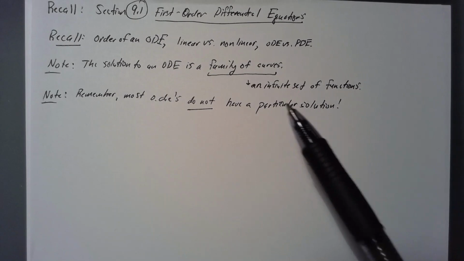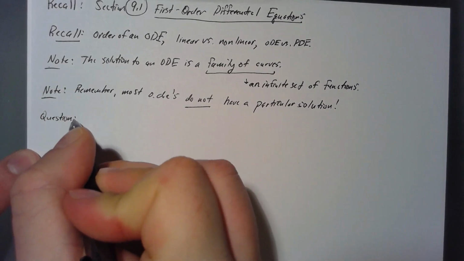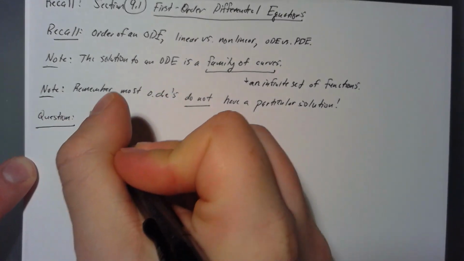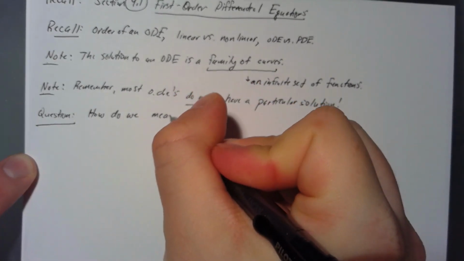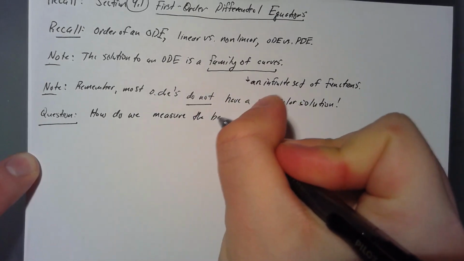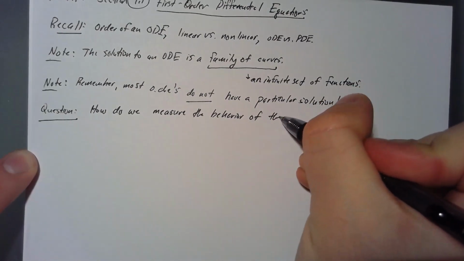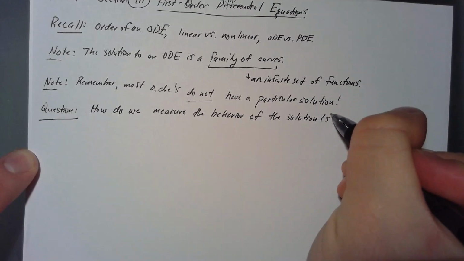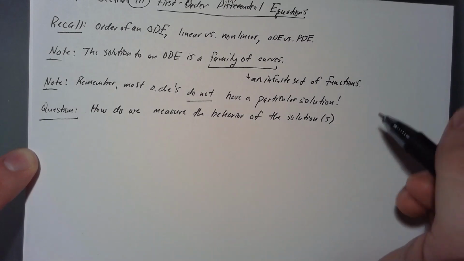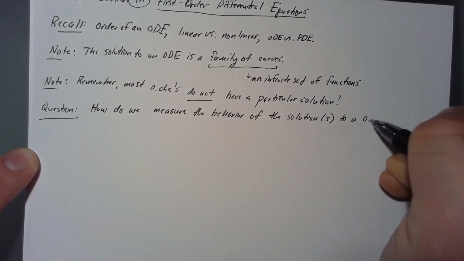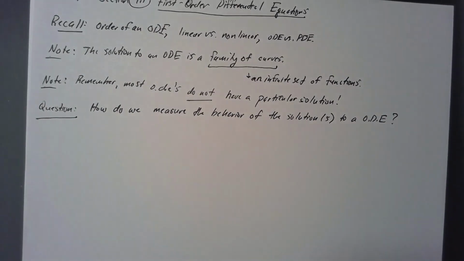So let me make a little question here. How do we measure the behavior of the solutions, and I use solutions in plural because the solution could be singular or plural. So how do we measure the behavior of the solutions to an ODE? And one way we could do this is we create what's called a slope field.